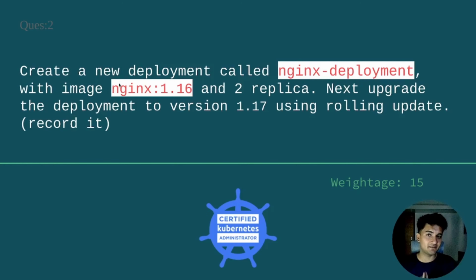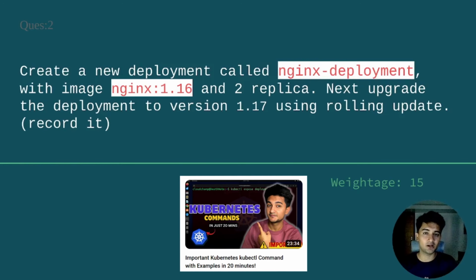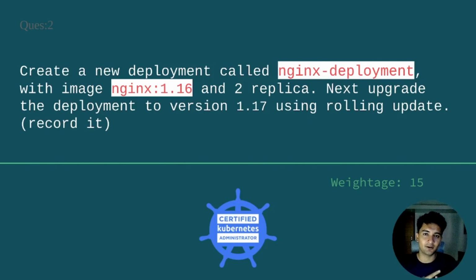If you have watched my previous video, especially the important Kubernetes commands video, you will know how you can use imperative command to create objects like deployment, pods, and a lot more. So for this question, we are going to be using imperative command. And if you don't know about that, make sure you check the previous video. So let's create a new deployment with this name and having this image with 2 replicas.